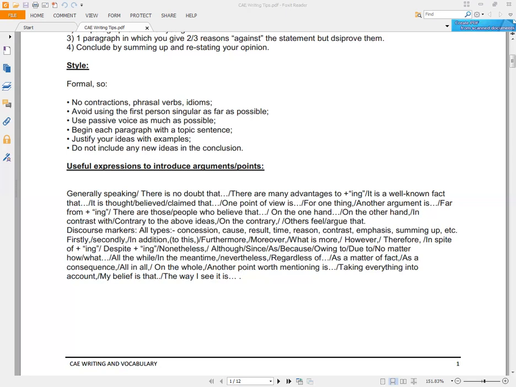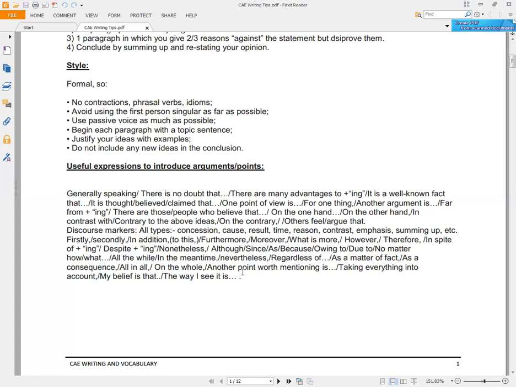It's a well-known fact that, it is thought, believed, claimed that. For example, it is thought that English has become a lingua franca, has become a worldwide language. It's believed that English is spoken around the world.